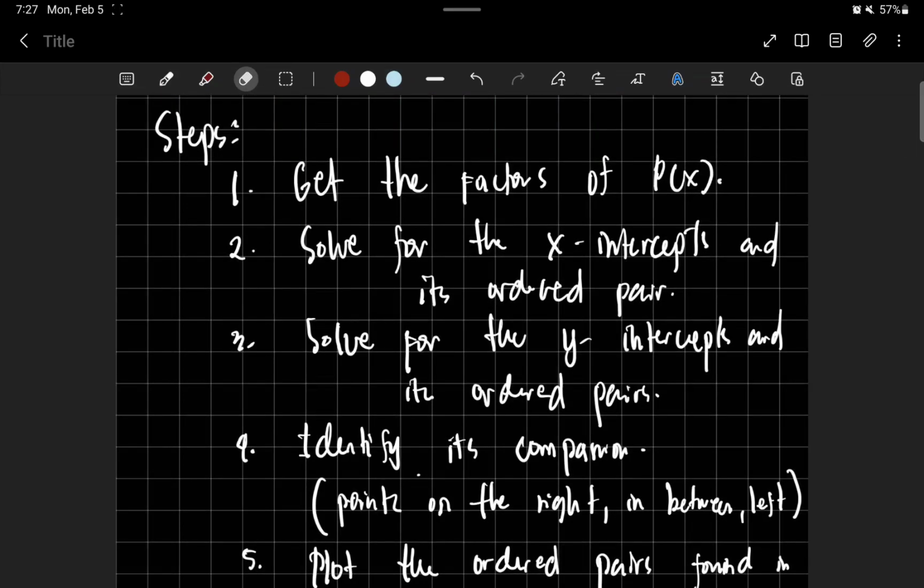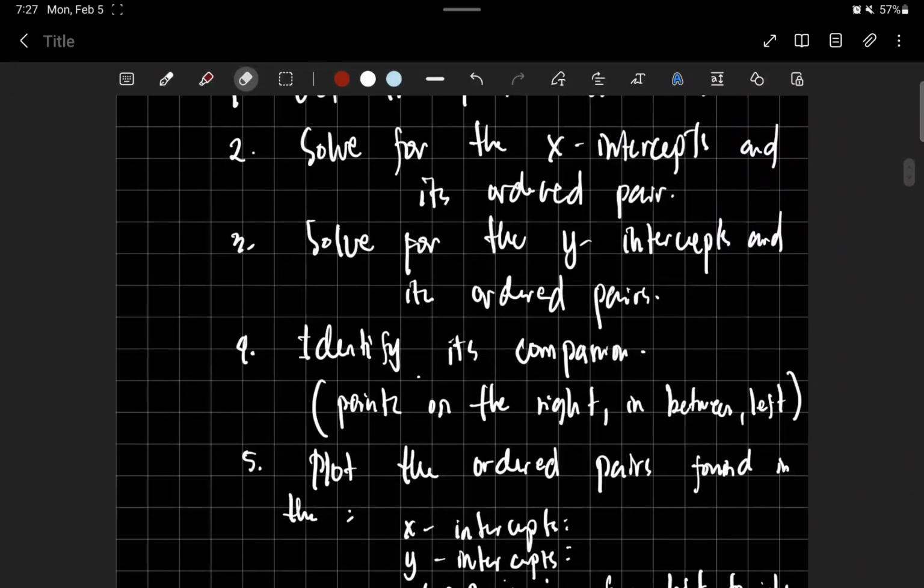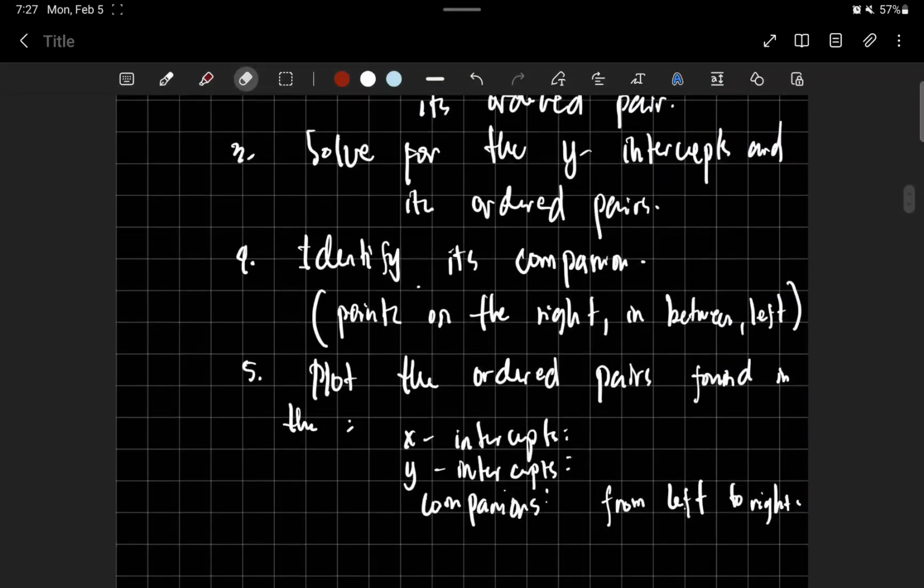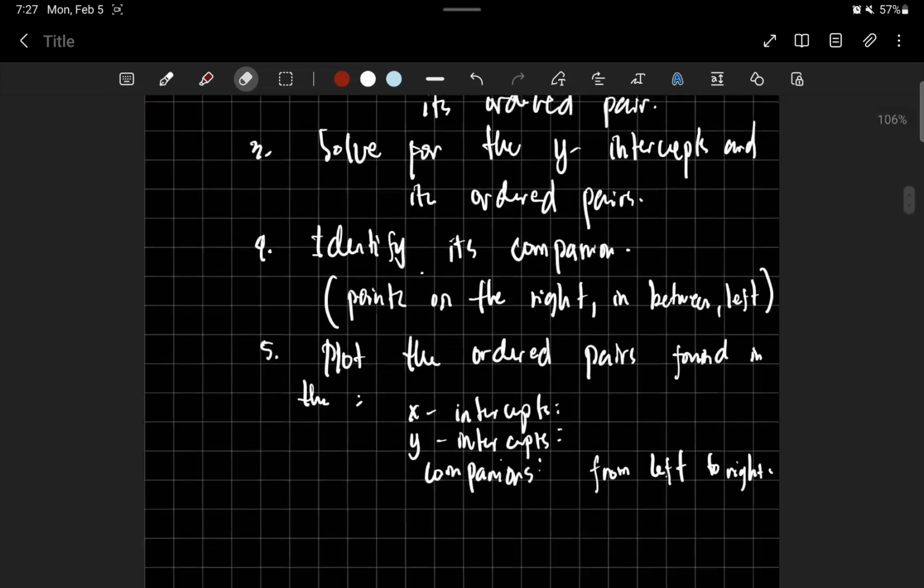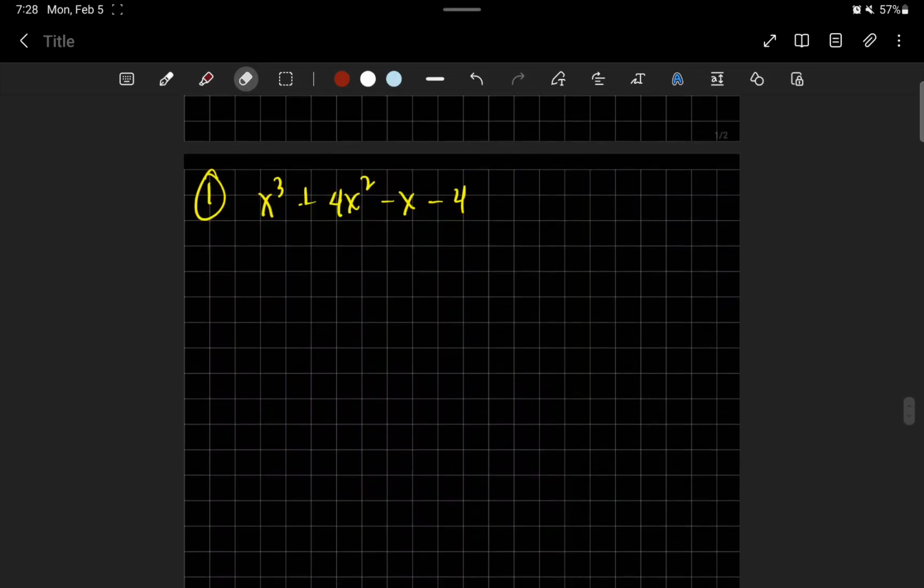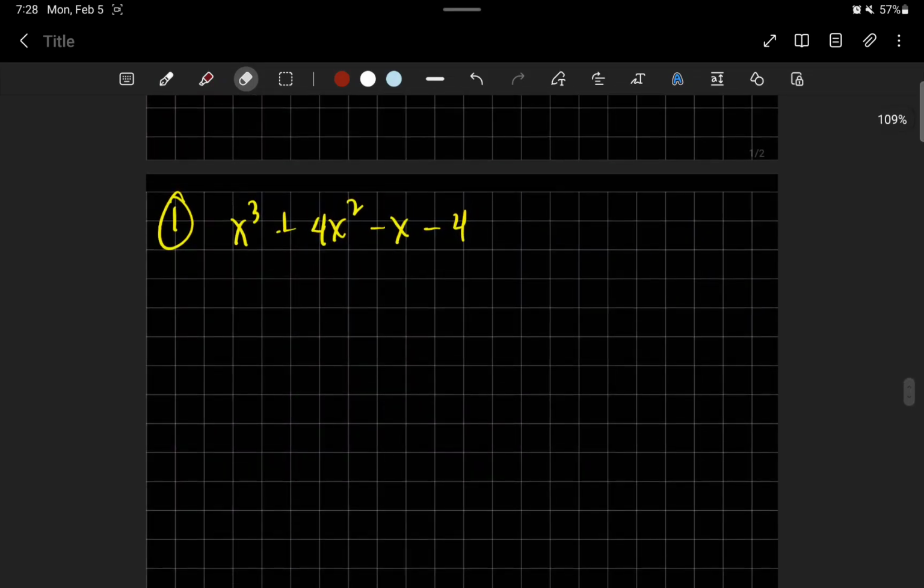Step 4, identify its companions. The companions are the points on the right, in between, and on the left side of your x-intercepts. Then step 5, plot the ordered pairs found in the x-intercept, y-intercepts, and companions from left to right. Okay, so let's apply the 5 steps in graphing a polynomial function. Our first example is x cubed plus 4x squared minus x minus 4.